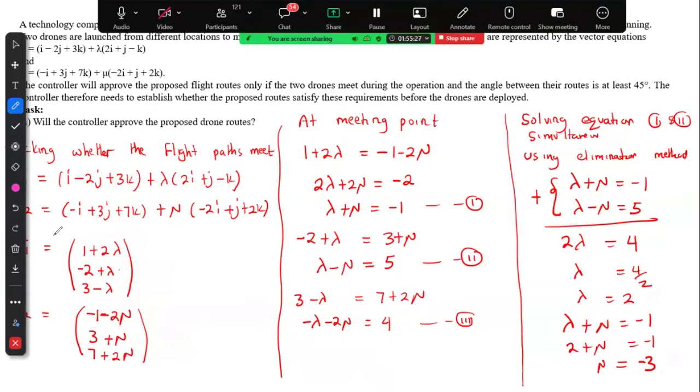So what are you going to do? After obtaining your lambda and mu, remember what you have to do, you need to verify.